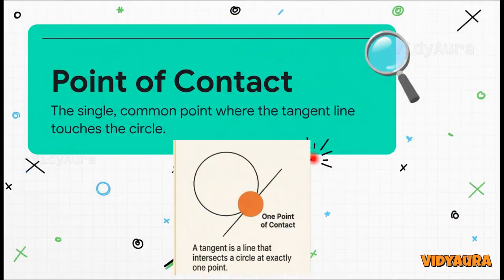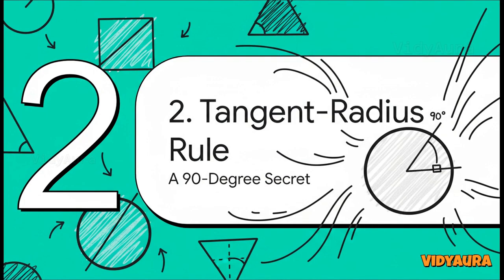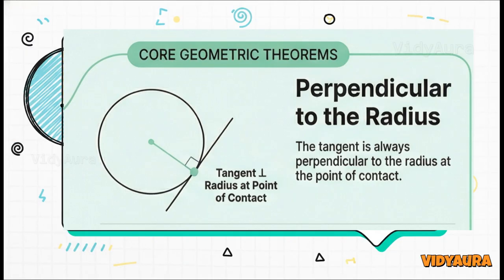Got it? And that one special point, the exact spot where the tangent and circle meet, yep, that has a name, of course. We call it the point of contact. It's their one and only meeting place. All right, now that we know what a tangent is, let's get to the good stuff. I'm talking about its biggest secret, a rule, a theorem really, that you are going to use all the time. Seriously.